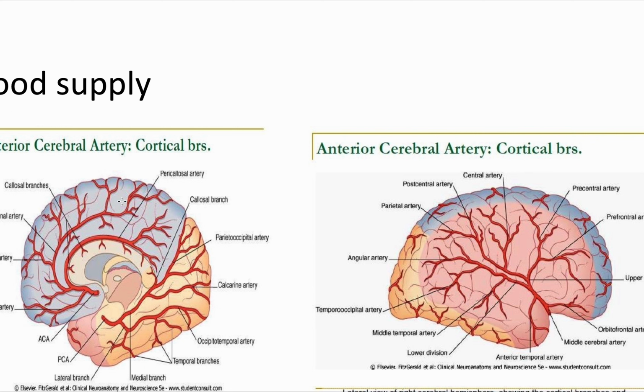the blue area is also supplied by the anterior cerebral artery, and mostly the medial portion is supplied by the anterior cerebral artery. This reddish area of the lateral part of the cerebral hemisphere is supplied by the middle cerebral artery, and this yellowish area is supplied by the posterior cerebral artery, that is part of the posterior circulation.